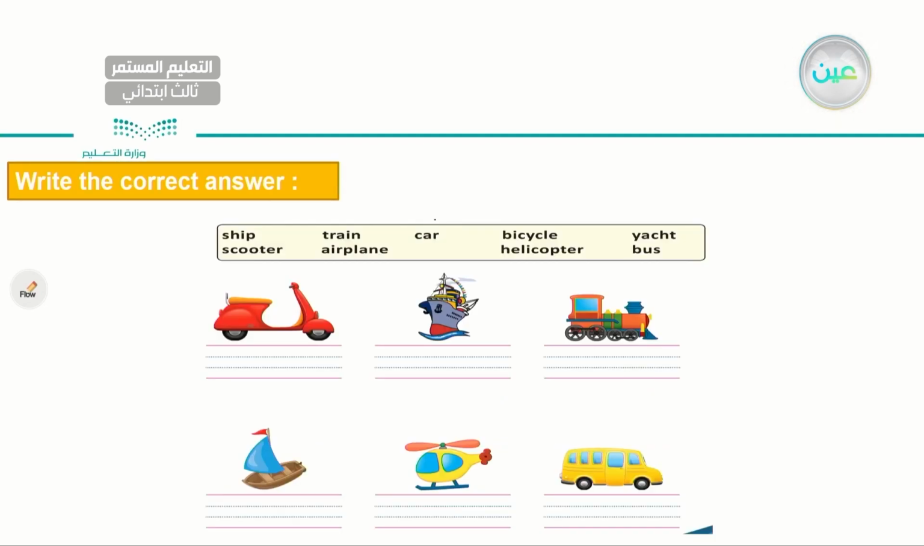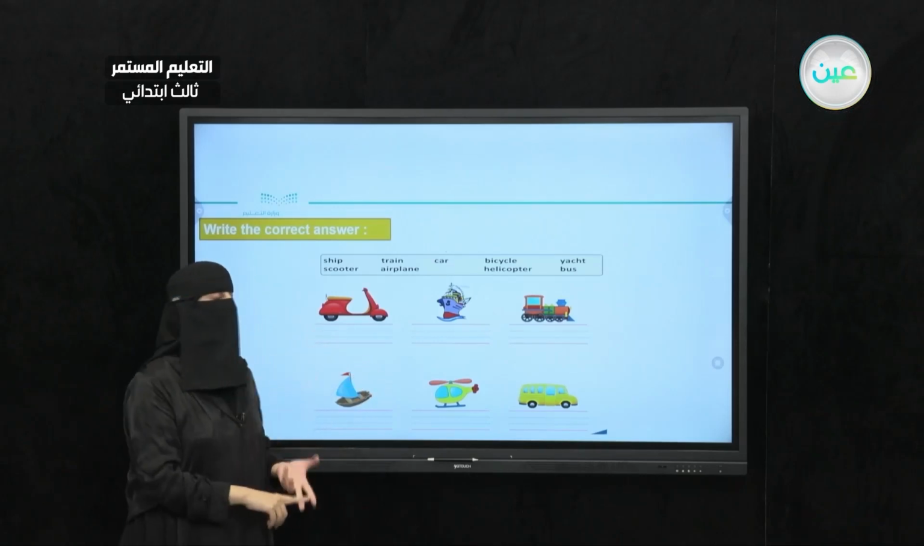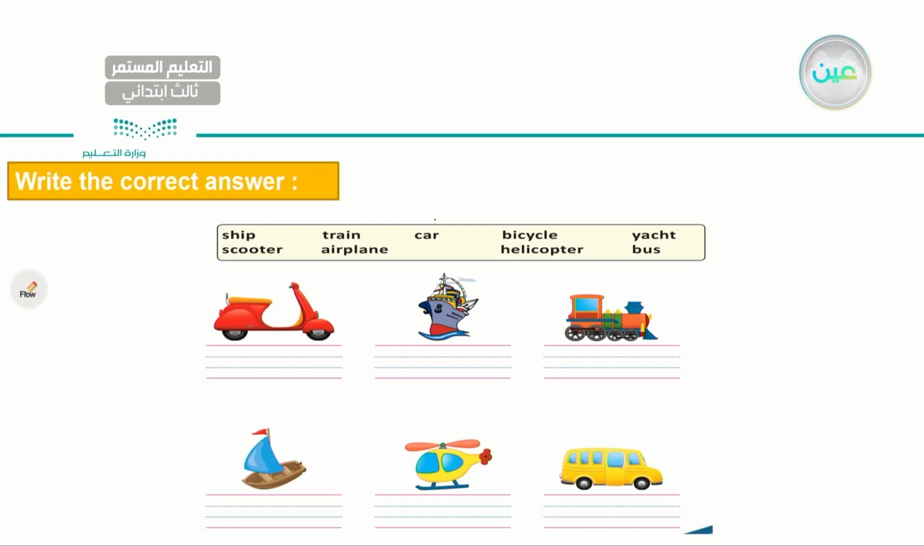Now remember, we've used some of the words. We've used car, airplane, and bicycle. So for the first one, I have a red scooter. Very good. I have a red scooter. How about the next one? Here I have a ship. I have a ship. Very good. And for the third one, here I have a train. Very good. I have a train.